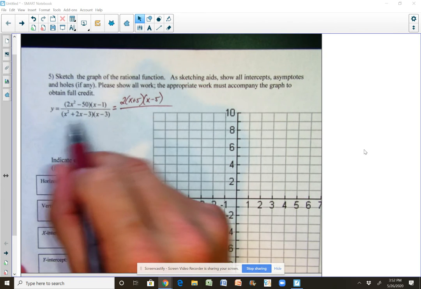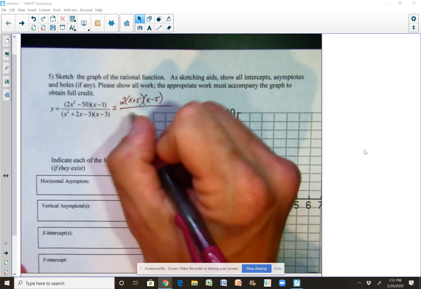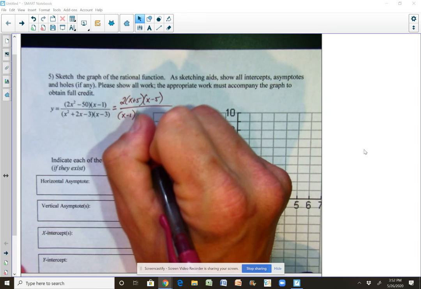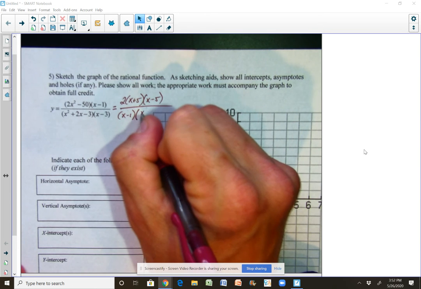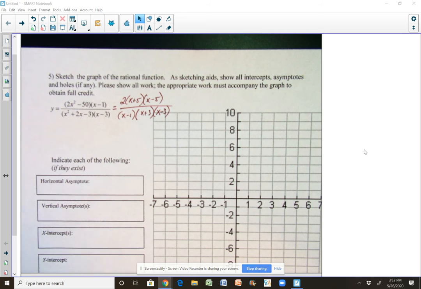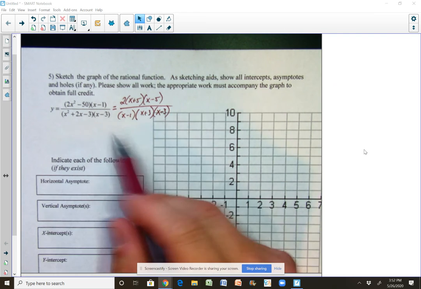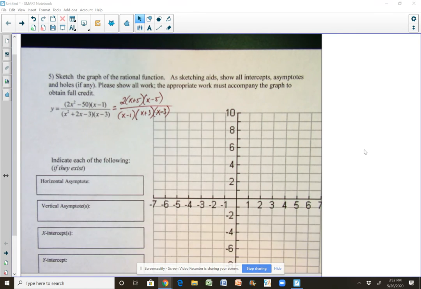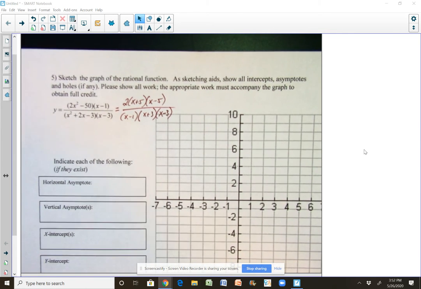On the bottom, this factors again. So this is going to be like x minus 1 times x plus 3, and then times x minus 3. Here's your factored form. So as we're going through this, we'll see finding out all these different things and identifying them, then we'll sketch the graph, and I'll try to color code it like we've done in the past.